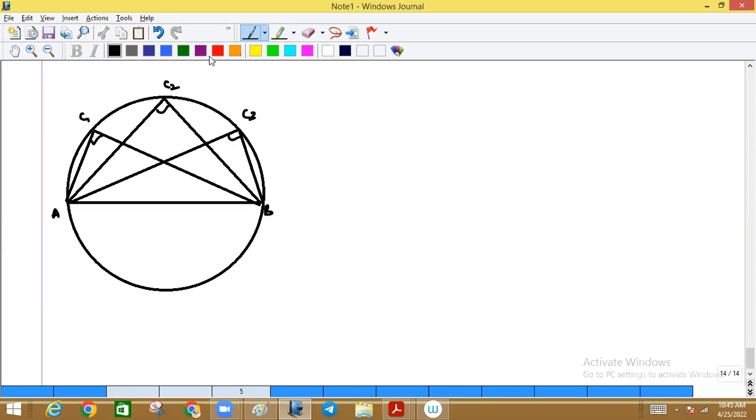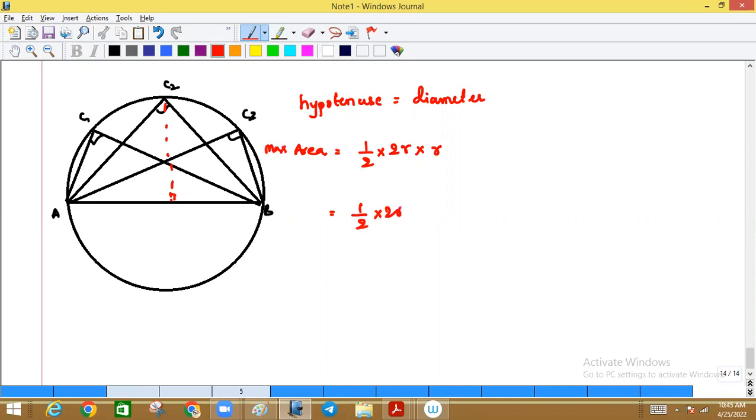If a right angle triangle is inscribed in a circle, hypotenuse is equals to what? Diameter. Area of a triangle is half into diameter, which is 2r, into the height. The maximum height will be r. This is the maximum area.